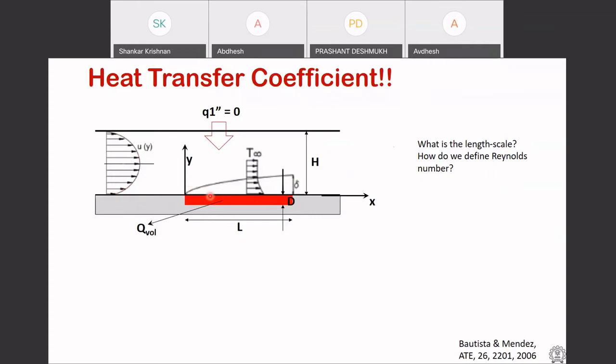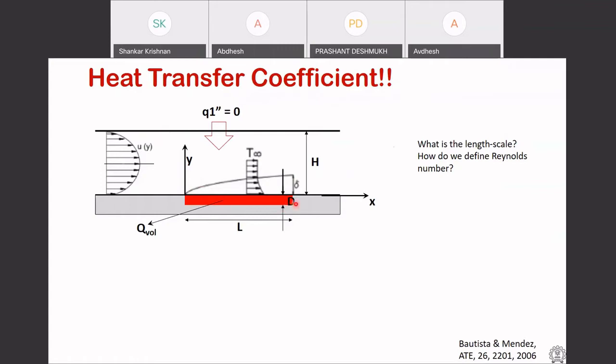So what length scale should I use? Should I use the height of this channel as my length scale for calculating the Reynolds number? Should I use the length? Because the question is whether I should treat this problem as internal flow or external flow. That comes into the picture. If it is an external flow, then the length of my heat source can become the length scale appropriate to calculate a Reynolds number. If it is an internal flow, I'll use the hydraulic diameter of the duct to figure out my Reynolds number.